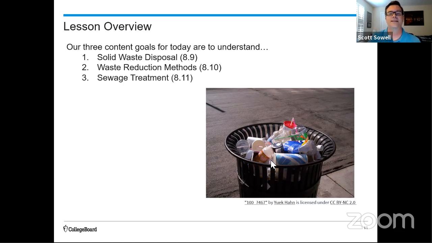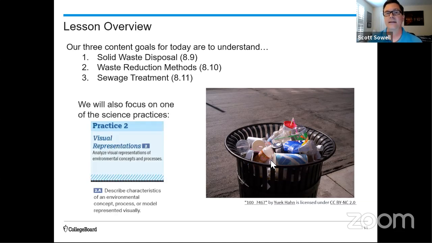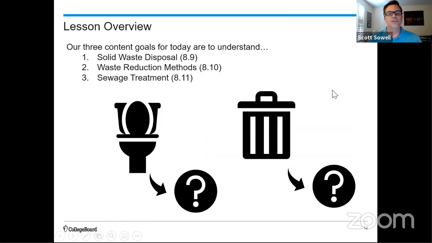And again, we're going to revisit practice number 2, visual representations, and how we can use those images in environmental science. So overall, my goal of today is for you to be able to talk about where does the toilet go and where does the trash go. So we have processes that are very interesting to talk about. So again, what happens after the flush and what happens after the throwaway.